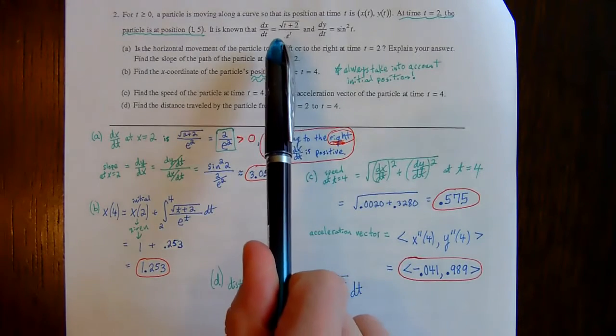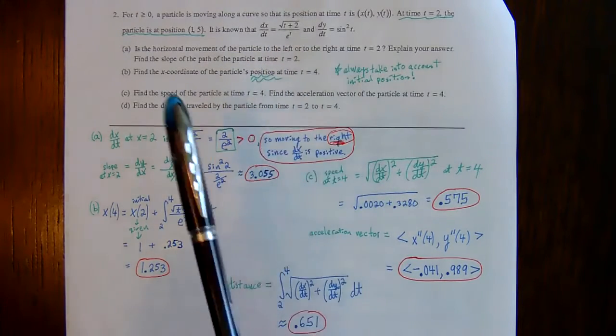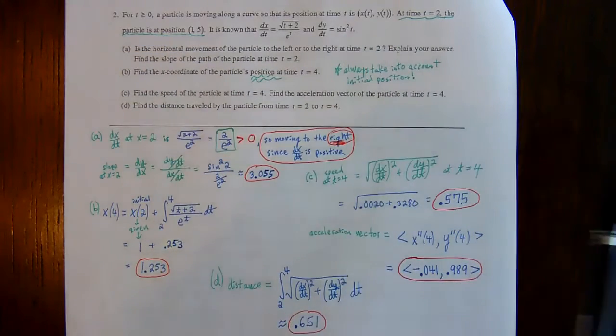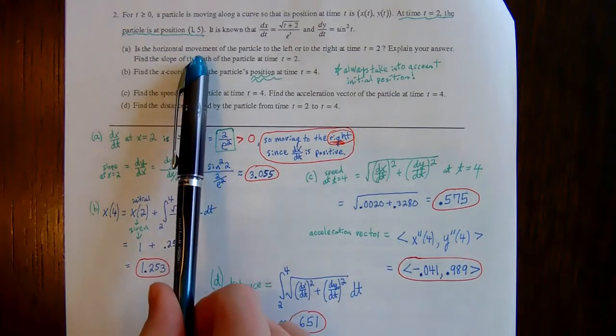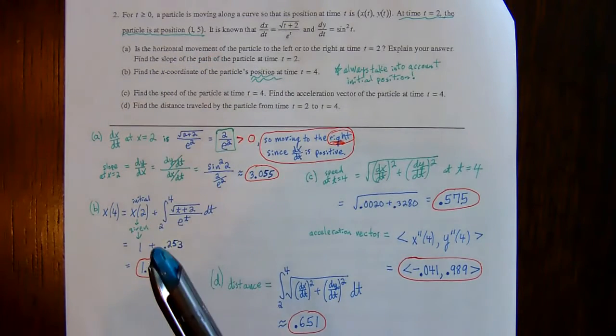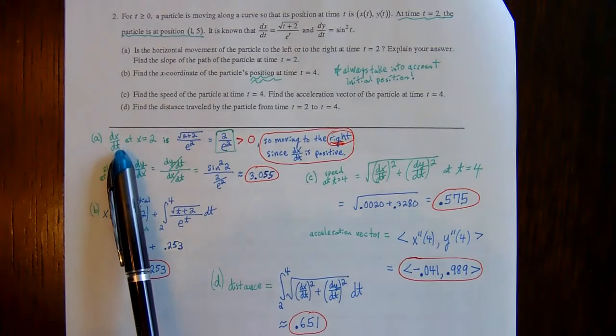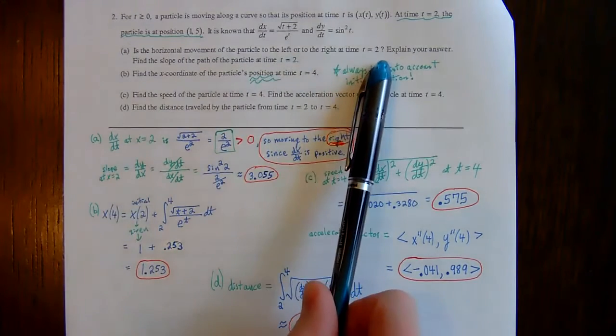This one, they actually tell us both dx/dt and dy/dt, and I'm going to take into account my initial position here. Just make sure I got all that stuff situated there. Letter A is talking about horizontal movement. So they're talking about the x's. Is that going to the right or to the left? So what you want to do is figure out dx/dt at that x equals 2.